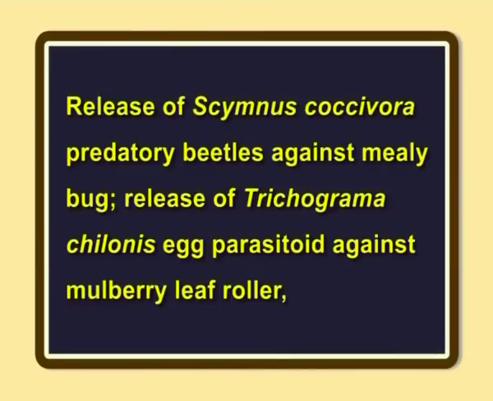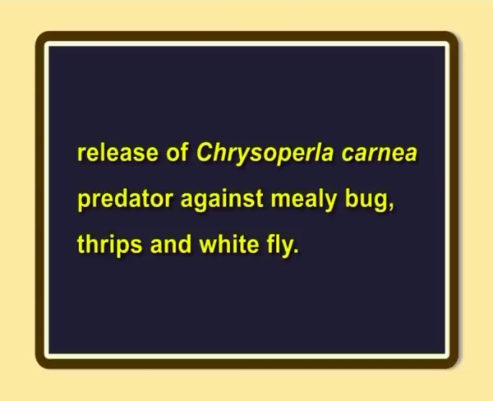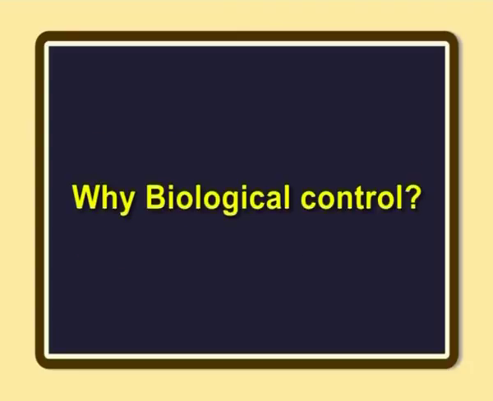Example: release of Scymnus coccivora predatory beetles against mealybug, release of Trichogramma chylonis egg parasitoid against mulberry leaf roller, release of Chrysophylla cornea predator against mealybug, thrips, and whitefly. Why biological control? Chemical control creates several serious problems like air and water pollution, health hazards, killing of beneficial insects, secondary pest outbreak, pest resistance, residual toxicity, etc. Therefore, for avoiding such toxic problems, biological control is a must and is a potential living weapon over chemical control.